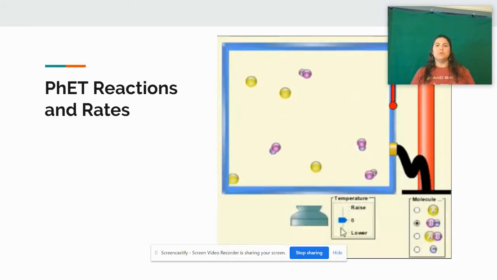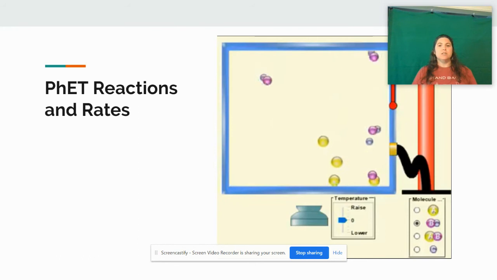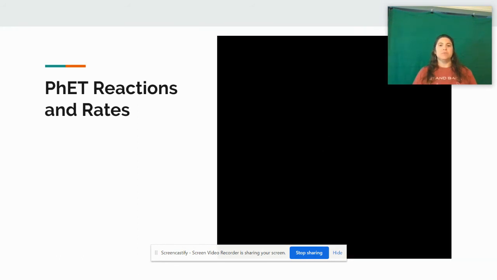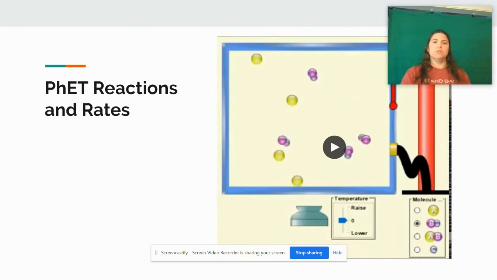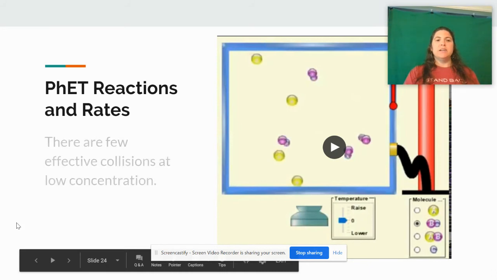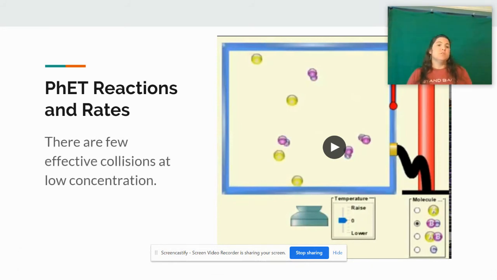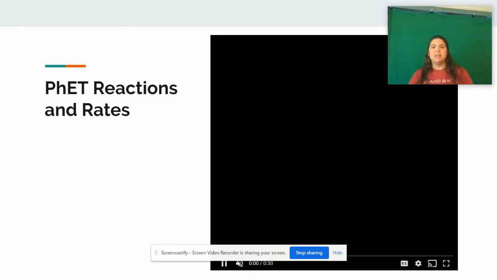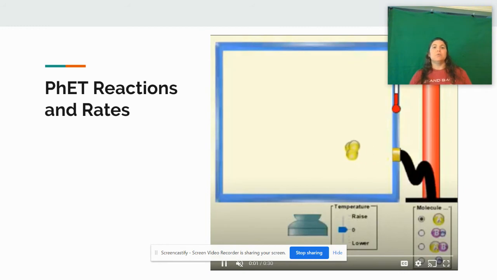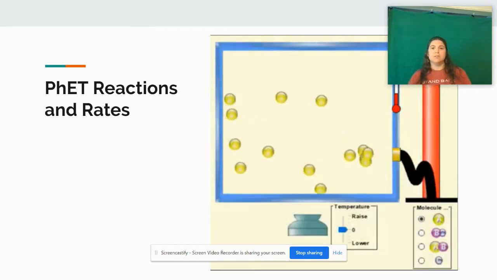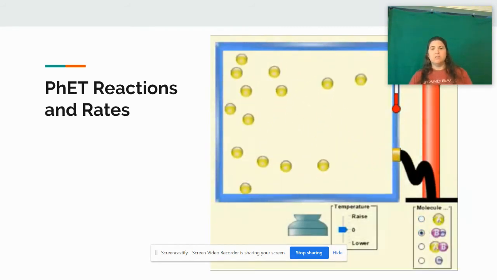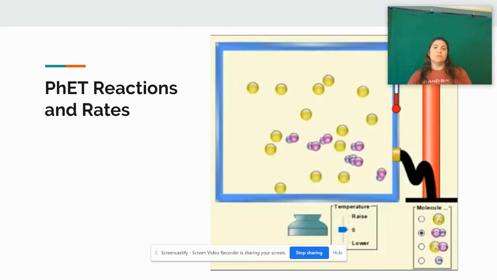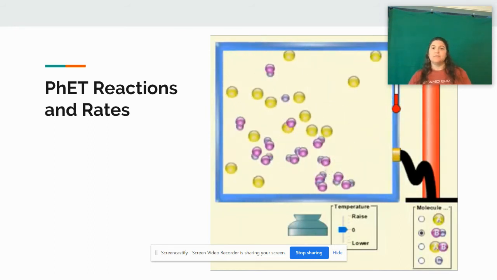Let's take a look at what that looks like on the particle model. So here's an example of a low concentration system. I did have to raise the energy a little bit because it was a little bit low there to reach a point where it would react. But at low concentrations, there are fewer collisions simply because there are fewer particles. At high concentrations, you end up with more particles, therefore more collisions, and of course, a faster reaction rate.